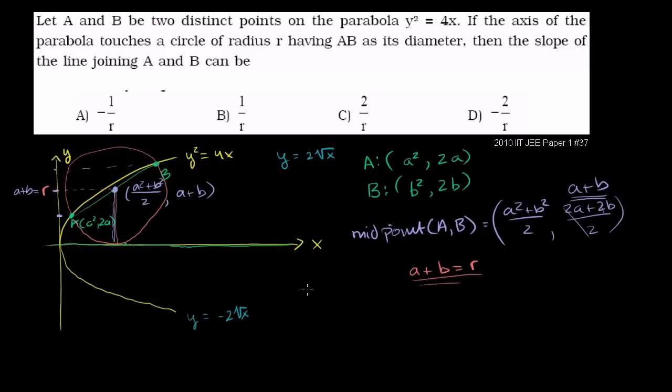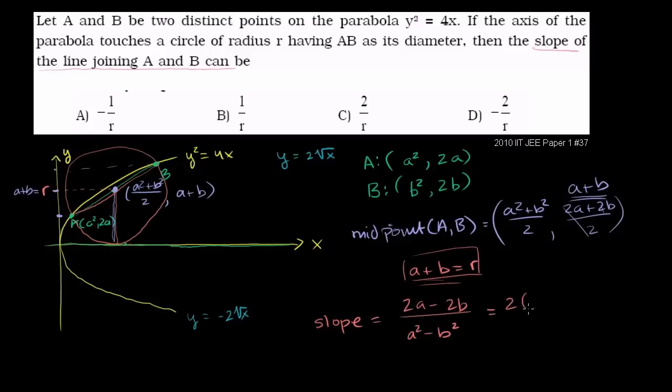Now let's try to find the actual slope of this diameter. That's what they want to ask us. The slope of the line joining A and B can be. So let's figure out the slope of this actual line, and let's see if we can relate it to r in some way, maybe using this information, because all the answers they give us are in terms of r. So we need to have an answer in terms of r. So the slope is going to be change in y over change in x. So 2a minus 2b over a squared minus b squared.